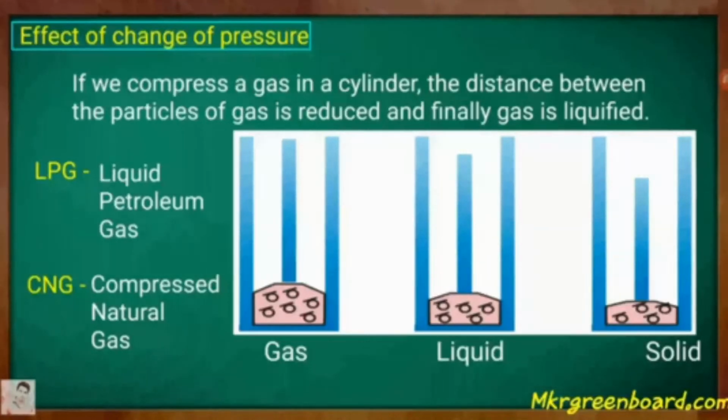Example LPG, you know it is used in cooking. The cylinder is filled with LPG gas, and here this gas is in liquid form and it is kept closed in the cylinder. And CNG gas also, okay. And in hospital oxygen is needed for the patient, so the oxygen cylinder is transported to the hospital and this oxygen gas is liquefied in the cylinder and it is used for the patient.